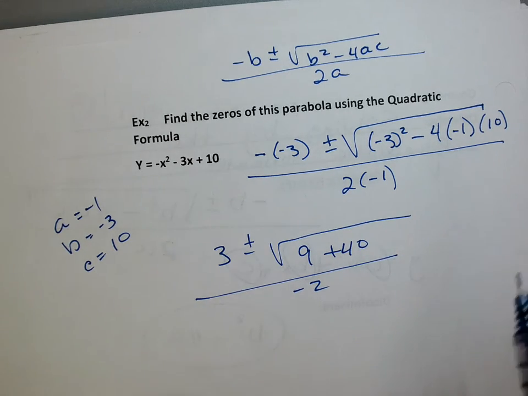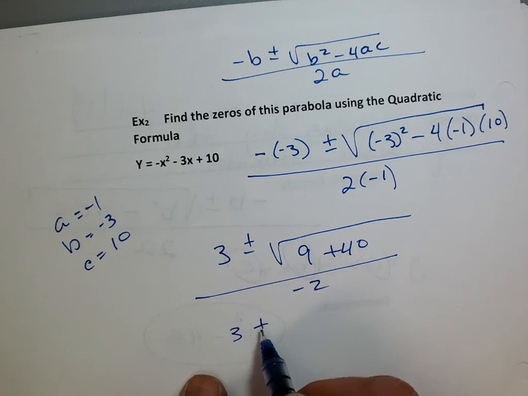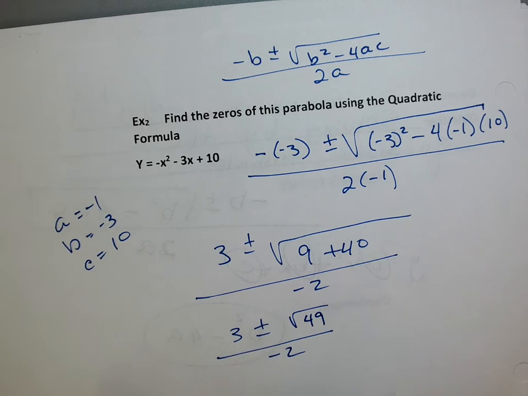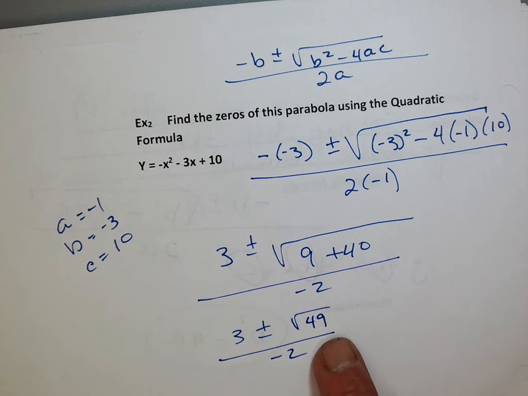So now I'm going to get, am I doing okay? So now I'm going to get 3 plus or minus the square root of 49 over negative 2. Now what this tells me is it would have factored. I knew it did, but I didn't want to tell you. But it would have factored, right? Because what's the square root of 49? Seven. So if I get a perfectly nice number, it would have factored. Does that make sense? It would have factored, but I didn't want to do it that way, okay?